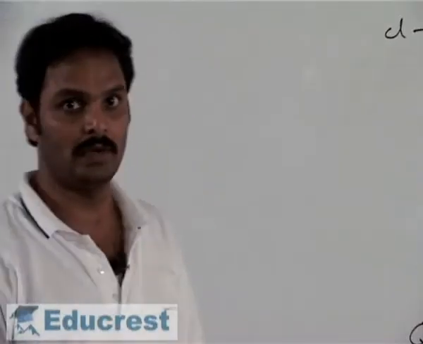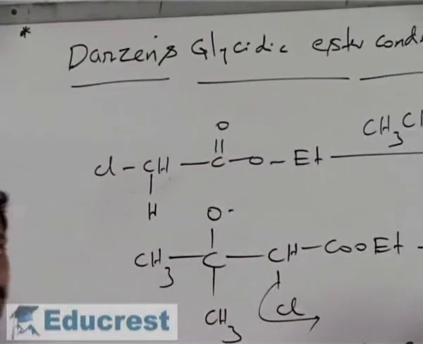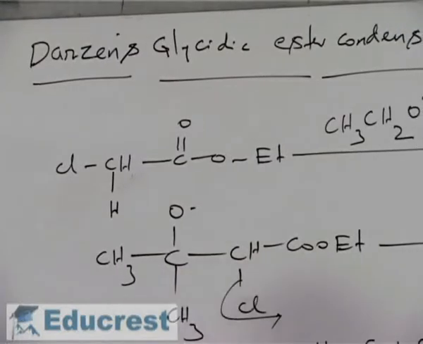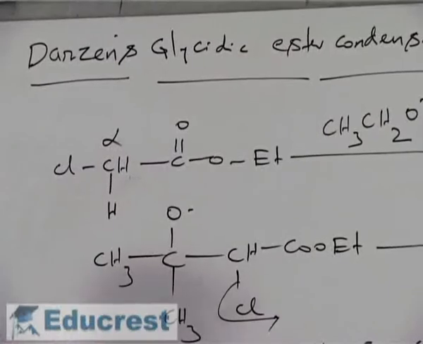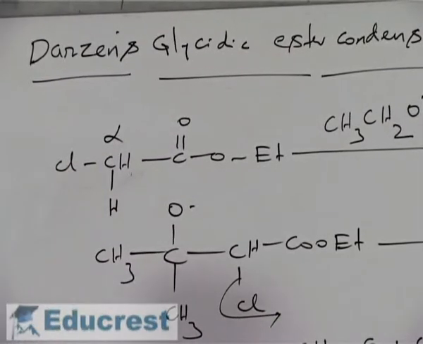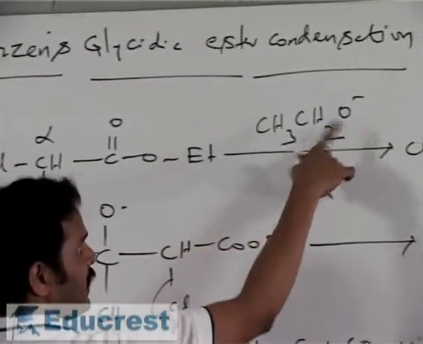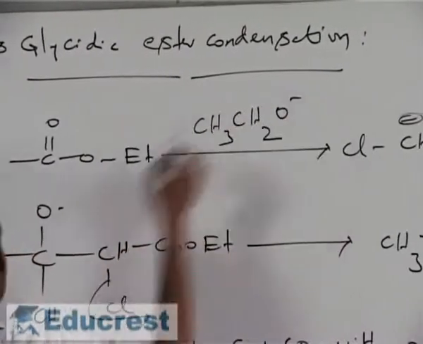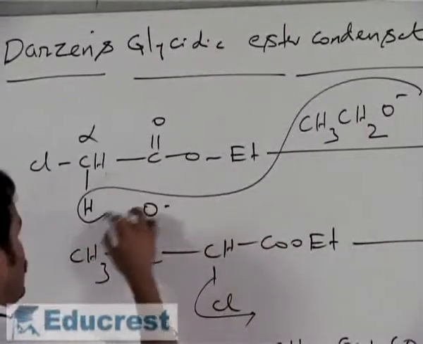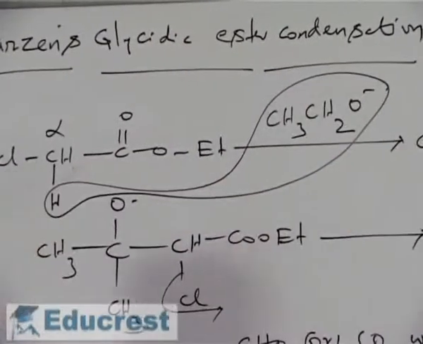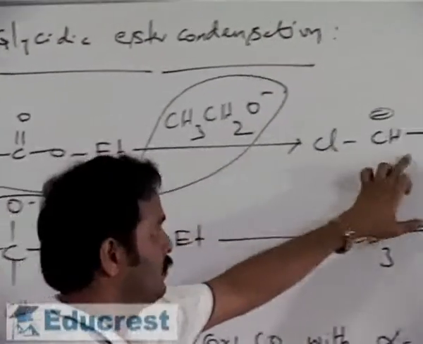So the next reaction I would like to discuss is Darzens glycidic ester formation, glycidic linkage and ester formation. Now this is an ester, this is the alpha carbon, this is an alpha chloroester. So the alpha chloroester on reaction with sodium ethoxide, this is the ethoxide ion. Now this alpha hydrogen is acidic in character. So elimination takes place and gives rise to Cl, CH minus, which is acidic, COOEt.